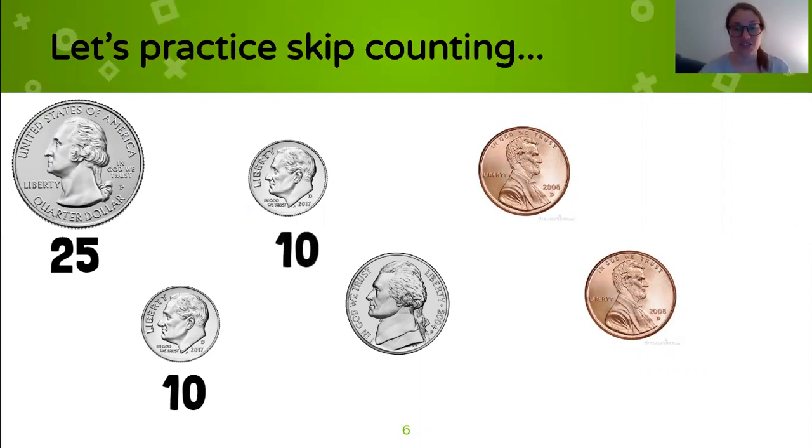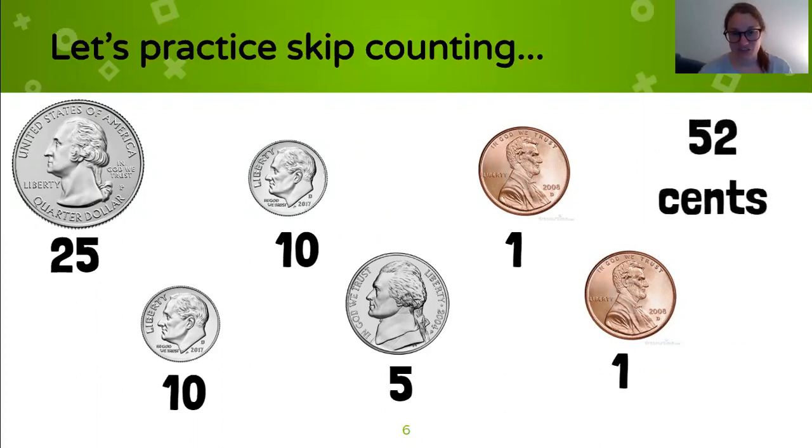If I add another 10 to 35, what do I have? 45, excellent. Then I have to add 5. If I have 45 and I add 5, think about it. Yep, then we're at 50. Then we're gonna add 1 to 50, so we have 51. We're gonna add another one. 51 plus 1 is? Very good, 52.